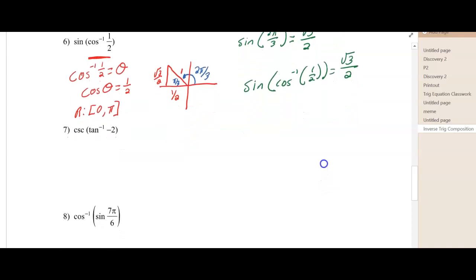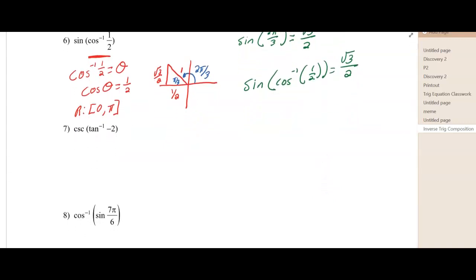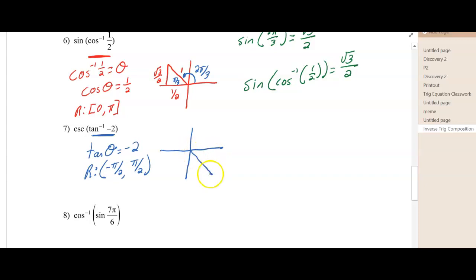Let's take a look at problem number 7. Using the same idea, I'll start with the inside function. This means the tangent of some angle is -2. From yesterday, we know the range of inverse tangent is negative pi over 2 to pi over 2. So we have to draw this angle in quadrant 4 because it's negative. So I'm going to draw an angle there.